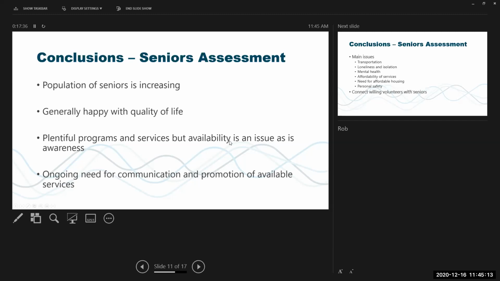And then that leads into that last bullet on this slide, which is ongoing communication and promotion. So it's sort of an ongoing effort that's needed there. And I don't think it's ever done in all the communities that we work in. The whole communication and promotion comes up to some degree. And so I think it's important here. So of the services that are available, we need to make sure that people know about them.